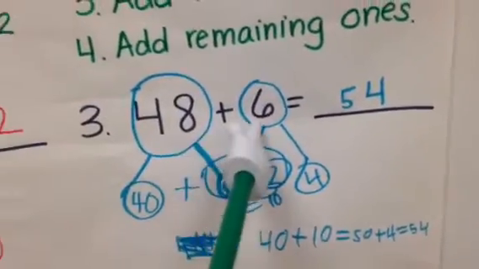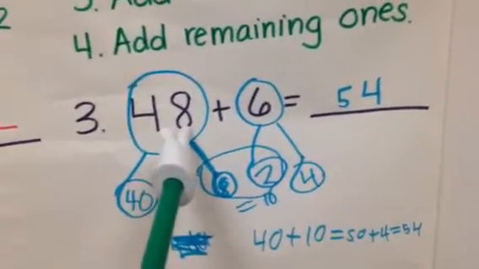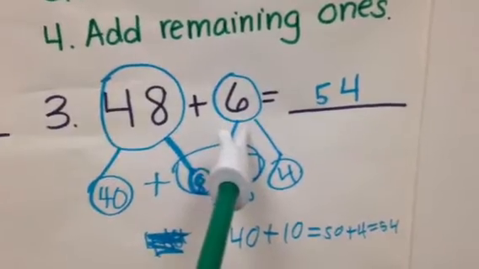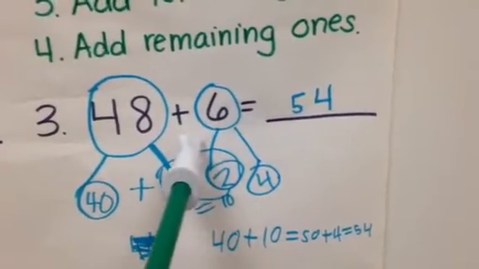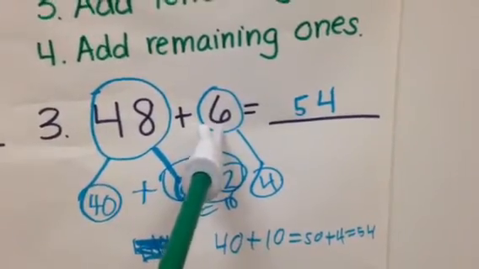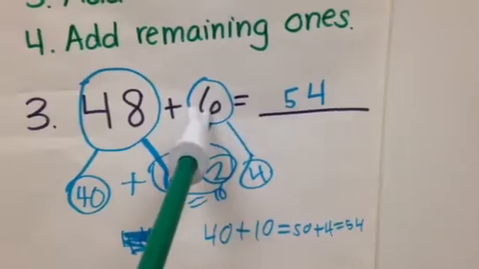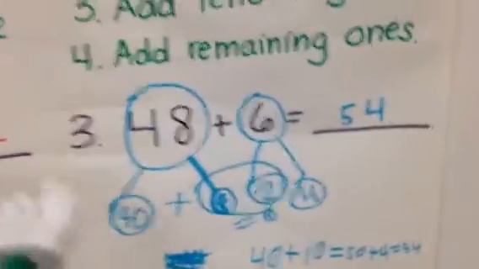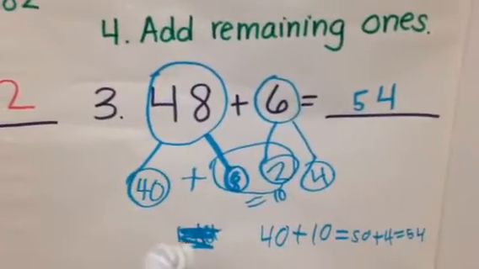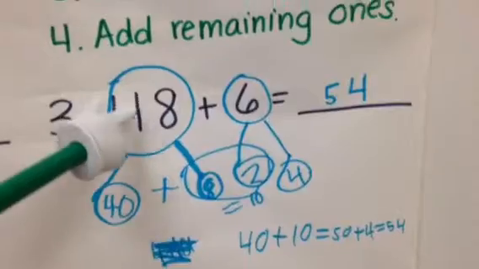Here is the last one that we worked on together. 48 plus 6 equals, well, let's look at our ones first. 8 plus 6. Can we use the basic fact? We can't use a basic fact. We're using addition, but we know that 8 plus 6 is more than 10. So now we know we need to bump it up to 10. So let's see what we need to do first.